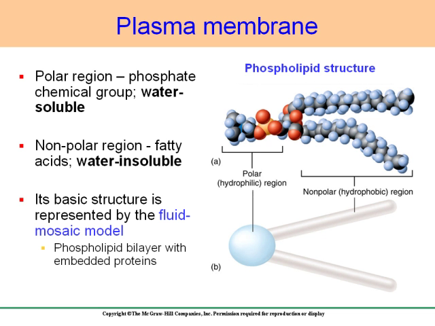The basic structure of the plasma membrane is represented by something called the fluid mosaic model. The plasma membrane is represented by a phospholipid bilayer with embedded proteins within it. So what we see here on the right-hand side is the structure of the phospholipid. This represents one phospholipid, a polar region and a nonpolar region, a polar head and a nonpolar tail.